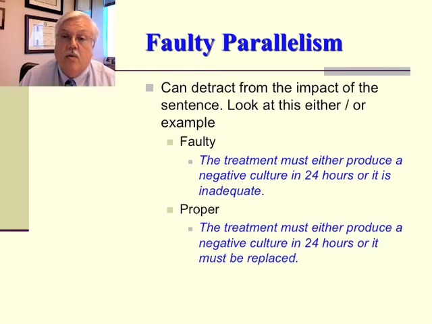Look at this either-or example. Here's a faulty one. The treatment must either produce a negative culture in 24 hours or it is inadequate. The proper way is: the treatment must either produce a negative culture in 24 hours or it must be replaced.